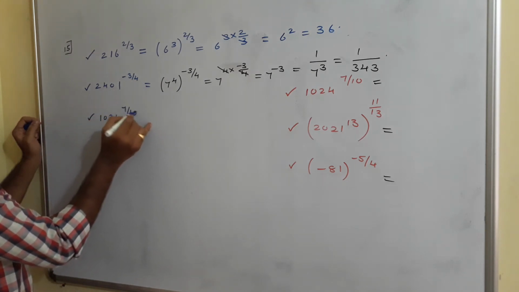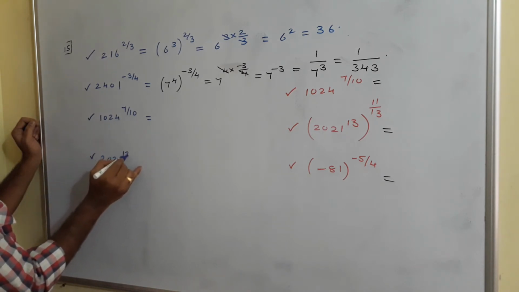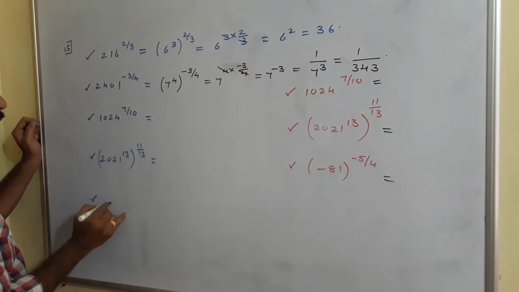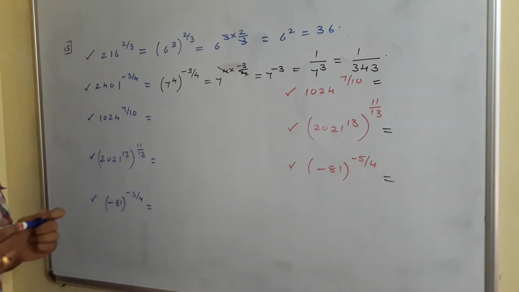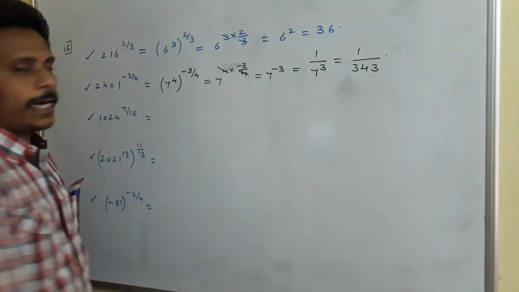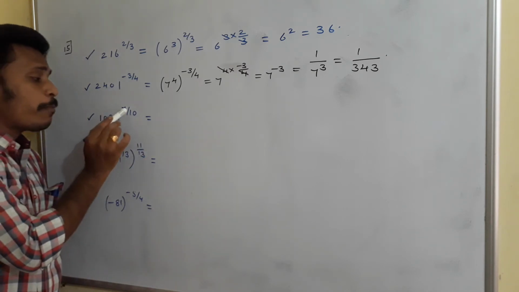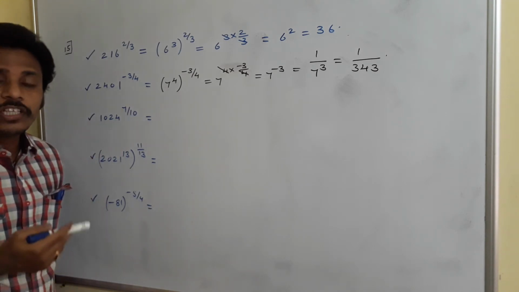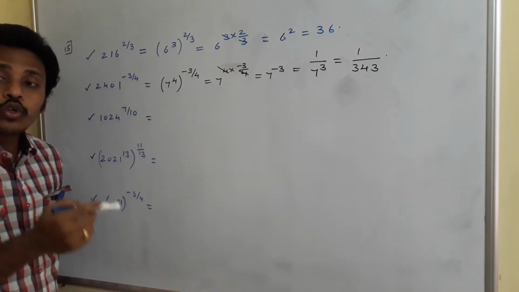1024 to the power 7 by 10. Just think about how to answer. Now here it is 1024 to the power 7 by 10. Okay, the denominator is 10. So you just try to rewrite this 1024 as an exponent whose power is 10.